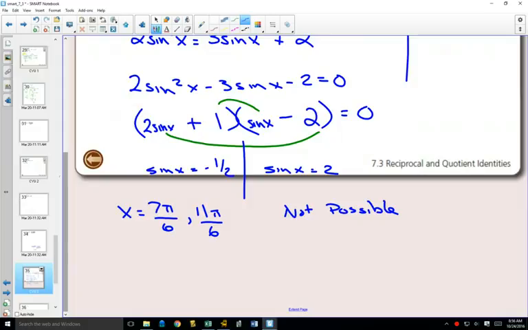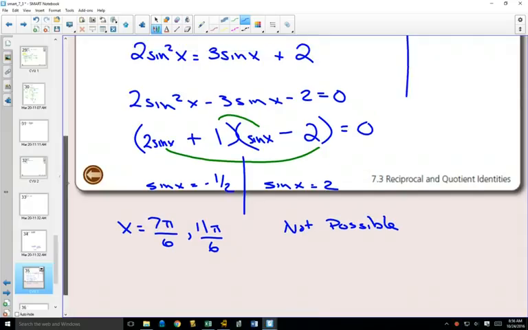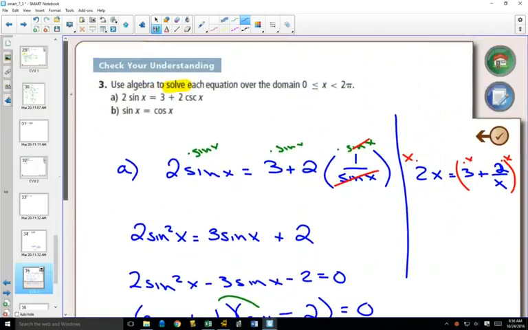Now, I solved between 0 and 2 pi. Again, you just sort of get in the habit of solving between 0 and 2 pi. We should check, is that what was asked for? Yes. So if we go back and look at our equation, yes, it was asked for to solve between 0 and 2 pi. Excellent.